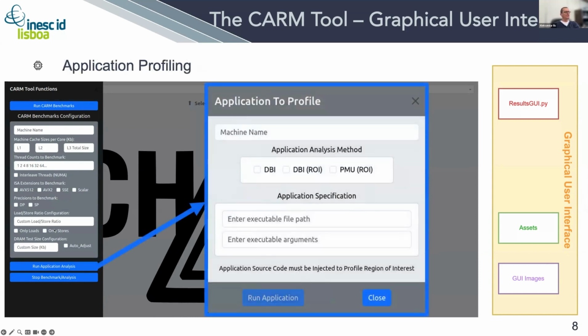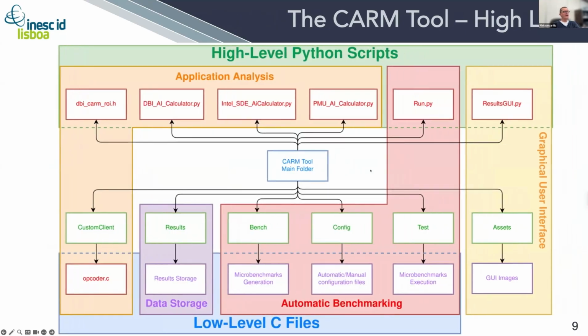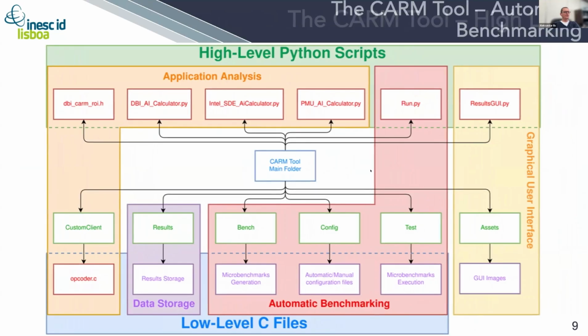In the bottom part, you can also provide your executable file with the arguments, and then you should select the type of analysis that you would like to do. As I mentioned, we support DBI and PMU, for which you can also specify the regions of interest.